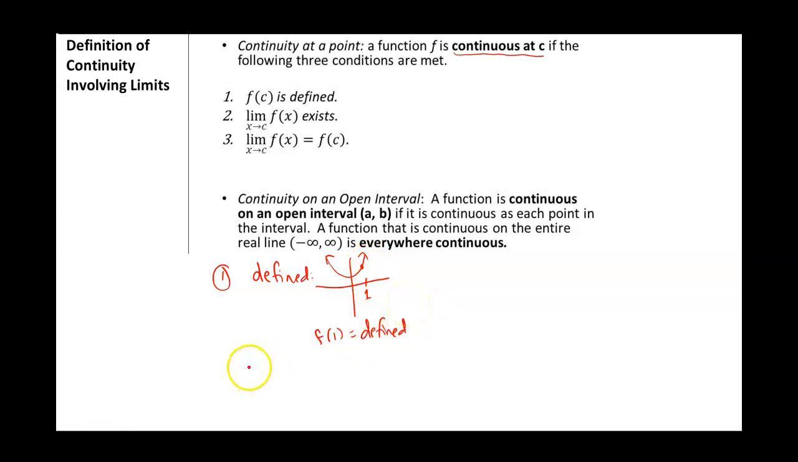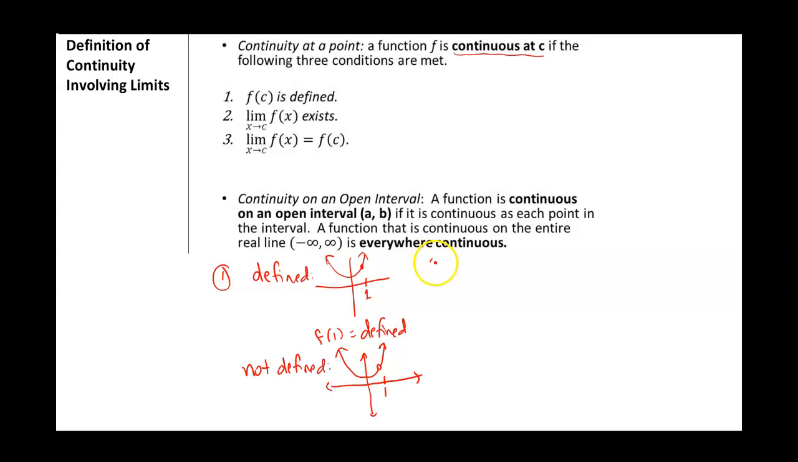Okay, now let me show you an example of where it is not defined. If I sketch another curve, but at x equals 1, we have a hole. A hole means that the function has no value at that point. So in this case, it is not defined. Okay, second one is a limit of f of x exists.